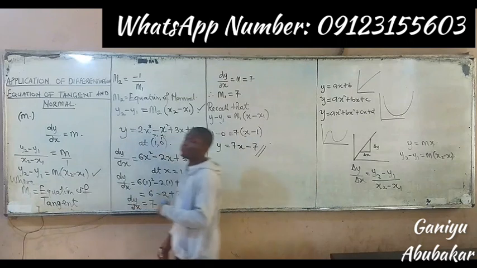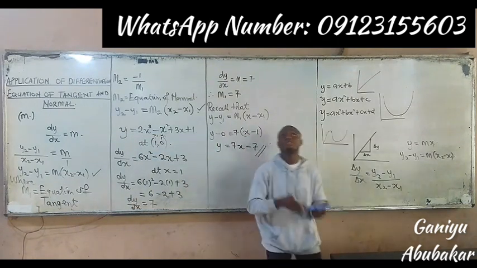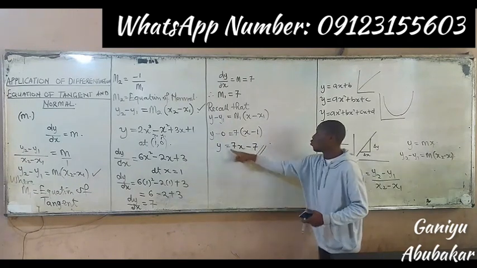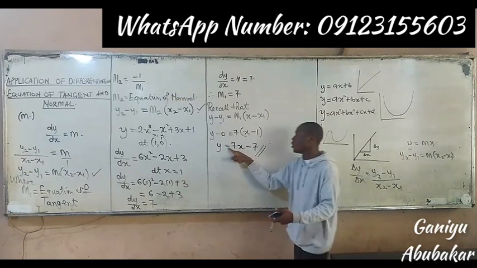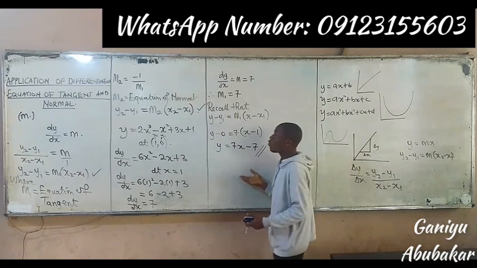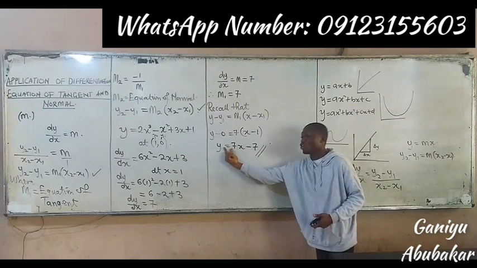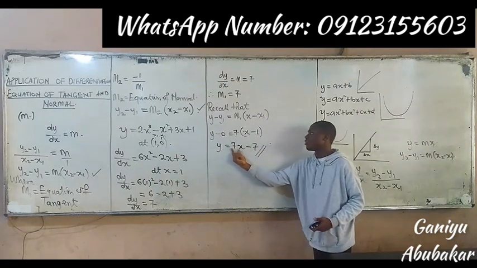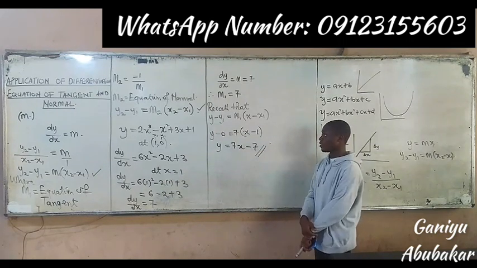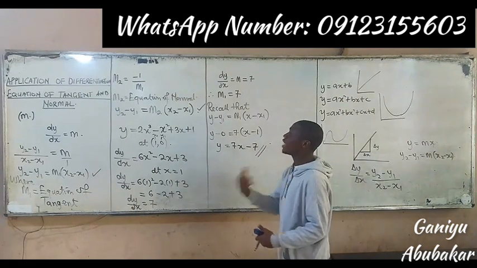Whenever you see a mathematical expression, how do you know that it is an equation? It's because of the equal to sign. So whenever an equal to is in between mathematical expressions, we call it an equation. Of course, we are going to find the equation of tangent, so I express this in terms of equal to. So y is now equal to 7x minus 7. So there's the equation of the tangent. So now let's get the equation of normal.